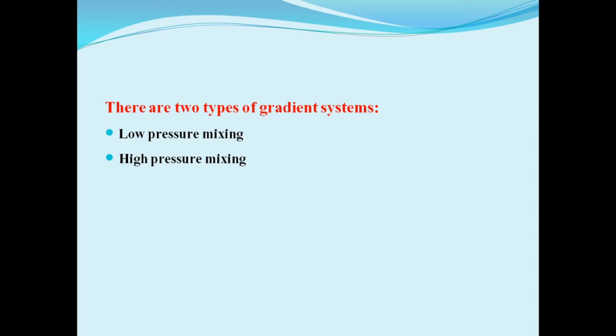There are two types of gradient systems: low pressure mixing and high pressure mixing. Each system has its advantage. Low pressure mixing gives you a choice of 3 or 4 mobile phases. In high pressure mixing, generally two pumps are used and hence the choice is of two different mobile phases only. High pressure mixing is advantageous as even if one pump fails, one can work in isocratic mode.